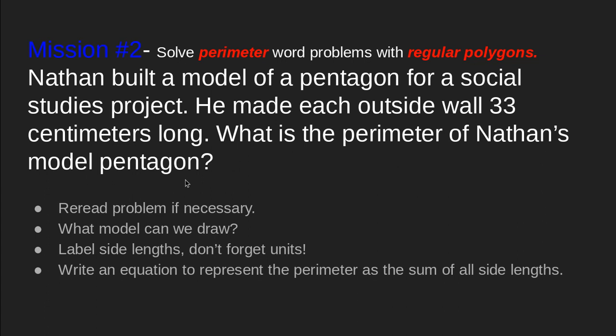What is the perimeter of Nathan's model pentagon? Remember that good readers and mathematicians reread problems if necessary, underlining important information if you copied down the problem. If not, write down the important information that can help us solve the question. Now, what model can we draw?